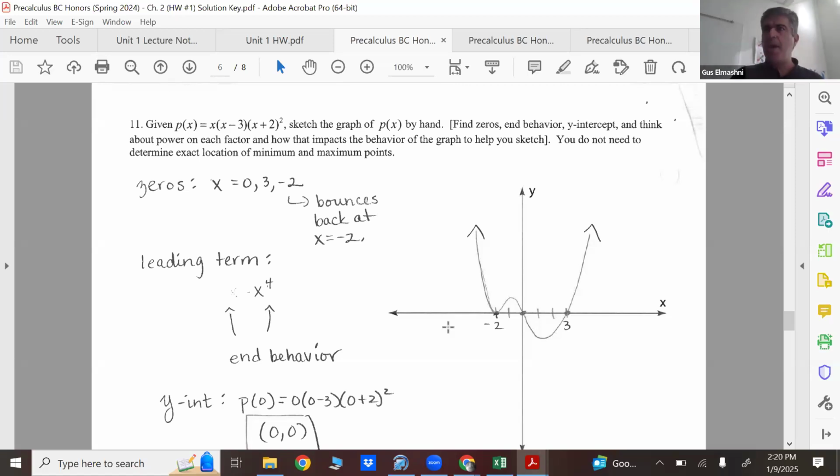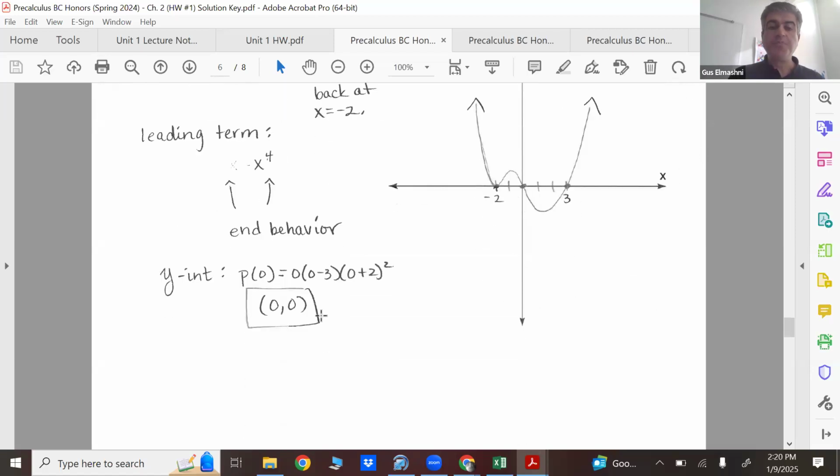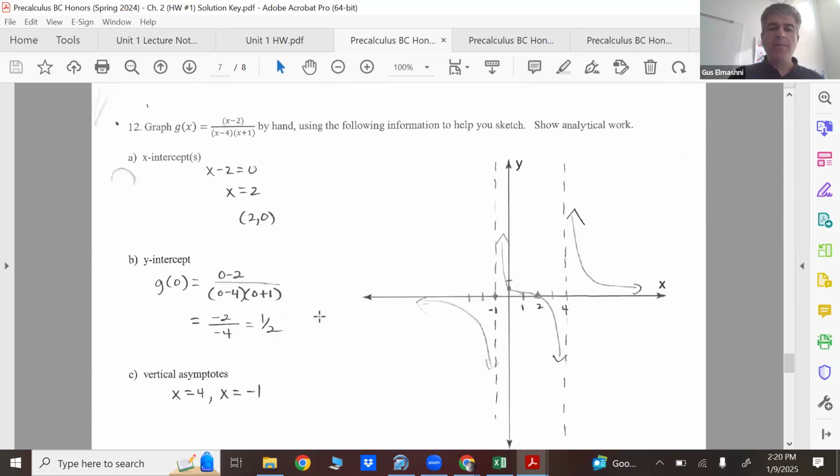So for now, just x-intercepts and behavior, y-intercept, bouncing, crossing, just make sure you're cool with that. Okay, number 12. It's very factored for you. X, y-intercepts are pretty easy. Vertical asymptote is pretty easy.